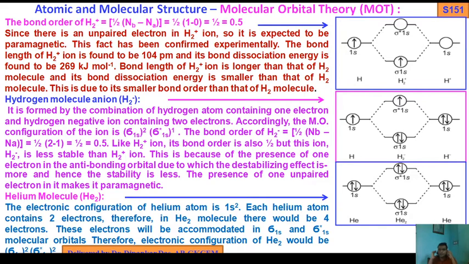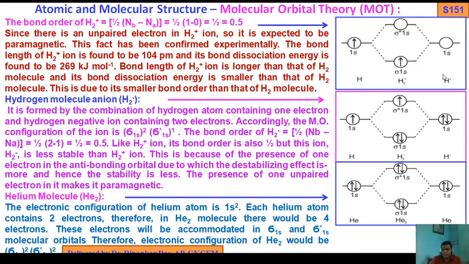So good morning everyone. Today I am going to discuss the molecular orbital theory, MOT. In the previous video lecture I have discussed the MO representations of H2 and H2 plus. Here the bond order of H2 plus is half of Nb minus Na, 1 minus 0, that is 0.5. So this is the MO representation of H2 plus.